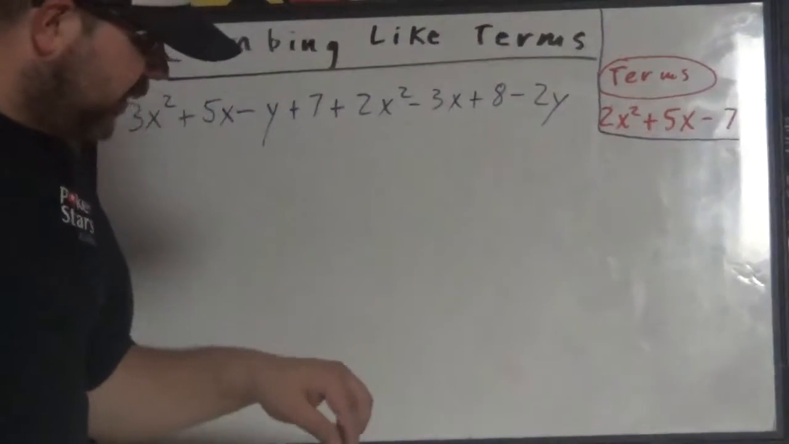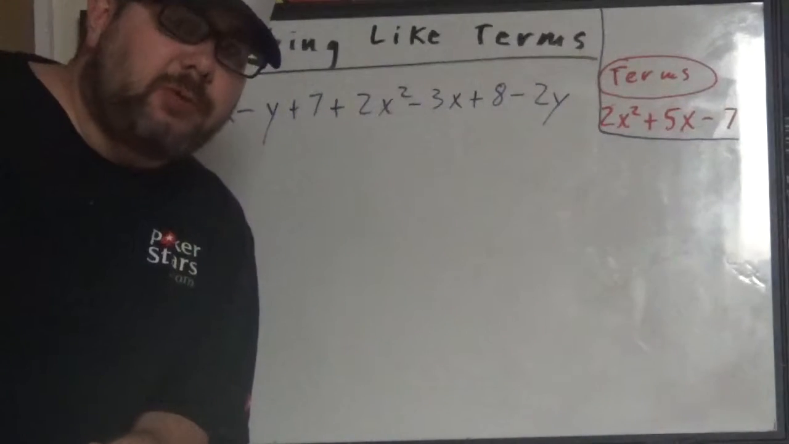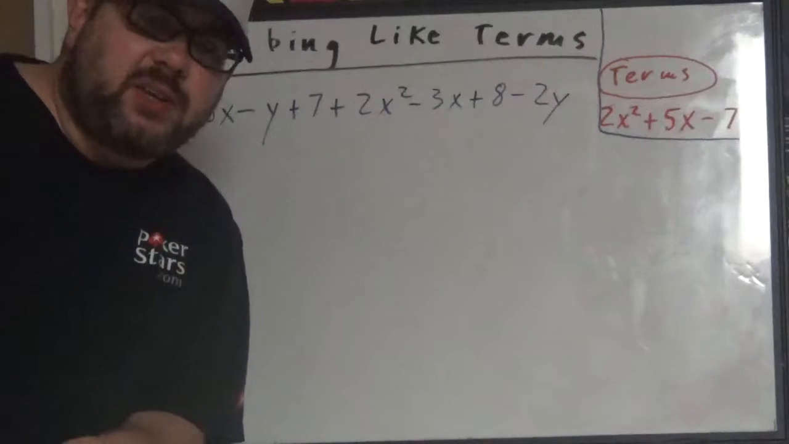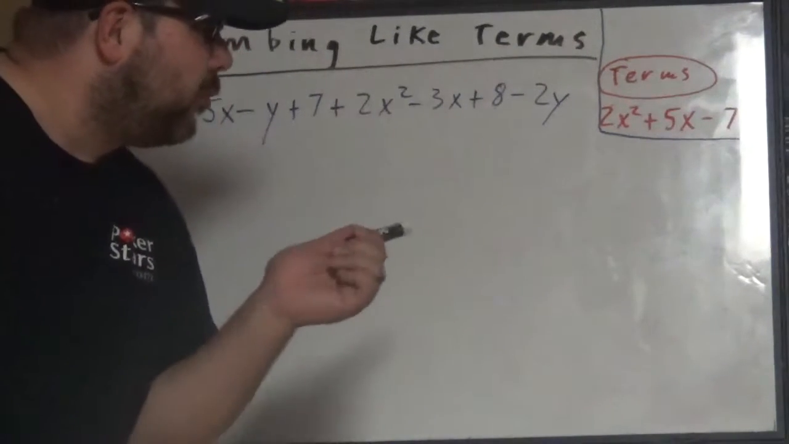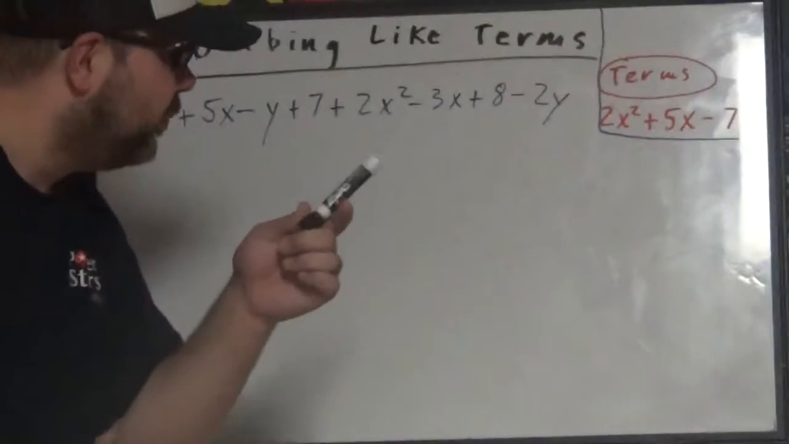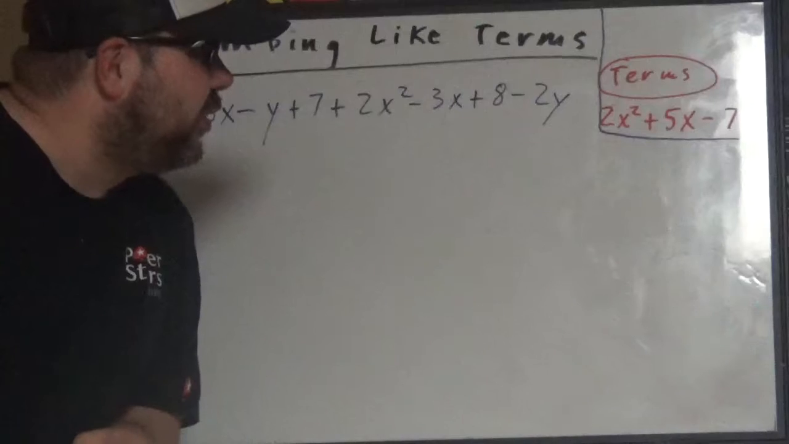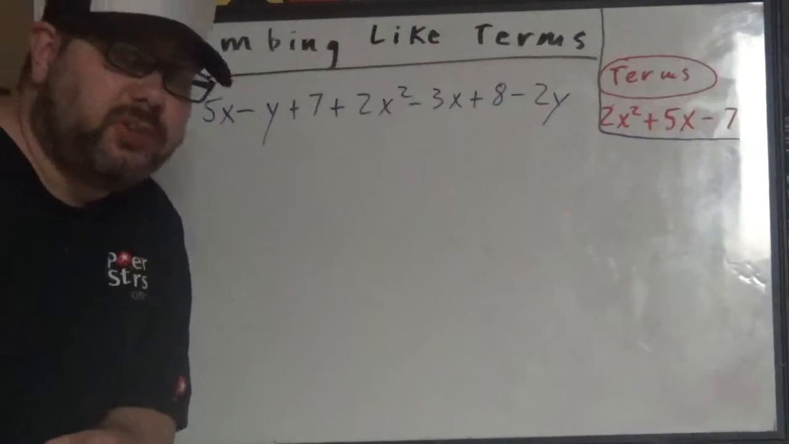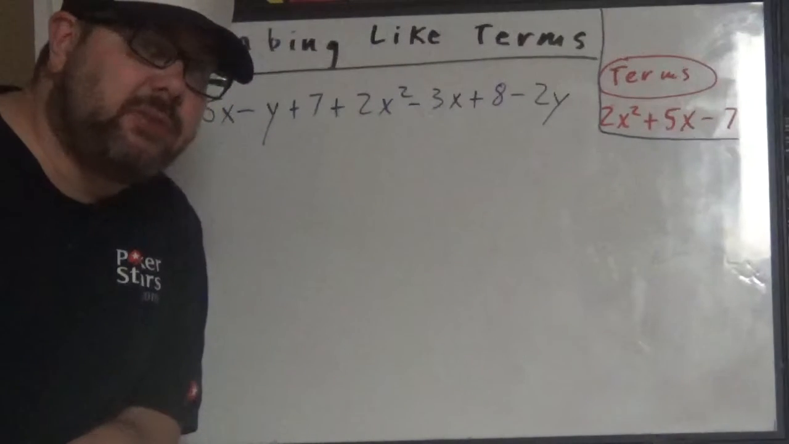Combining like terms is fairly simple. However, it is one of the most important things that we'll learn in this class. So, let me start by talking about what a term is. If you look over here, you see examples. It says terms: 2x to the second power, also known as 2x squared, plus 5x minus 7.